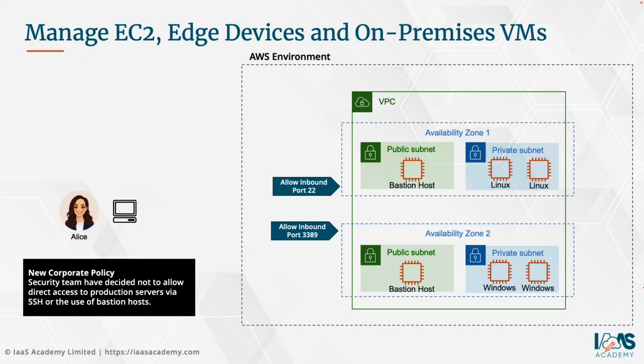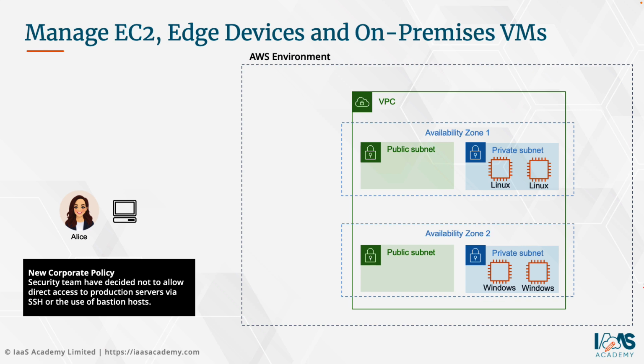For some organizations, there may even be a security team that decides not to allow direct access to production servers via SSH or the use of bastion hosts. And so it becomes a corporate policy that you as an engineer will have to take into account when you're building your architectures on AWS. So what is the alternative? Well, for a start, we definitely will need to get rid of the bastion host and those inbound security rules, and instead come up with a different solution to help us manage those EC2 instances.